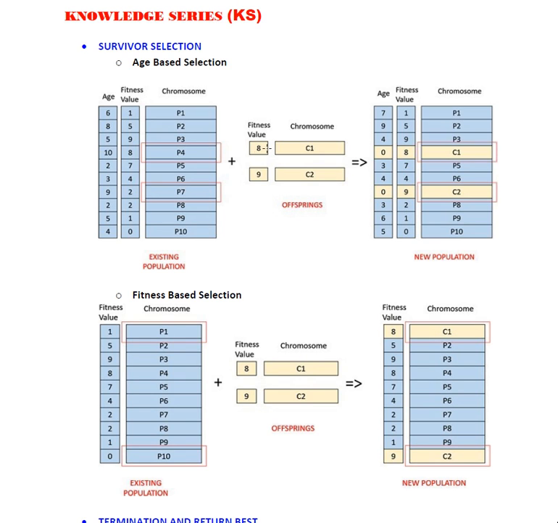Those fitness values are combined together to try to create a new chromosome. So if you try to see the 8 fitness value, C1 has come here, and the next fitness value C2 has come here. So this becomes the new offspring's value. So this is how we try to create the new one.